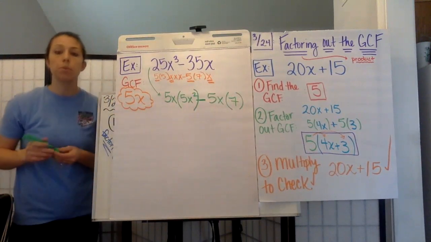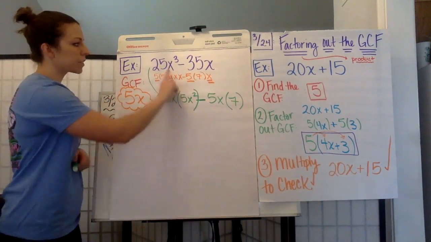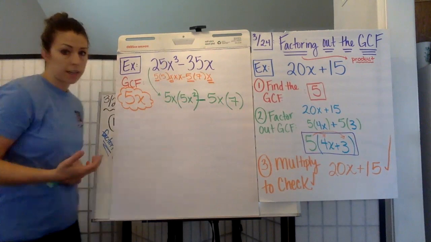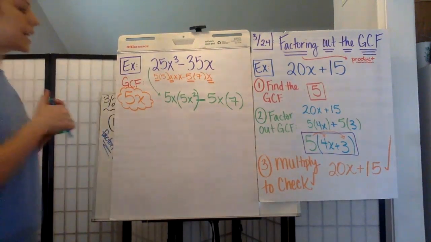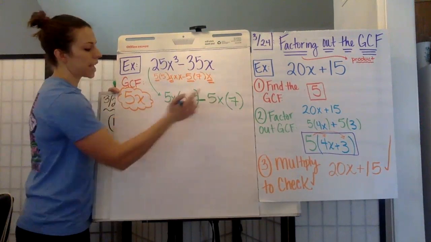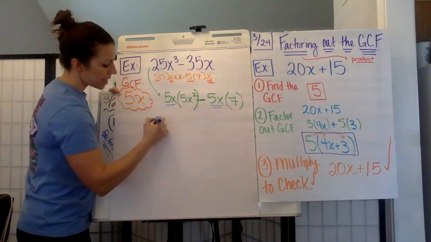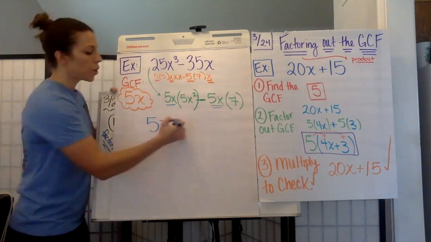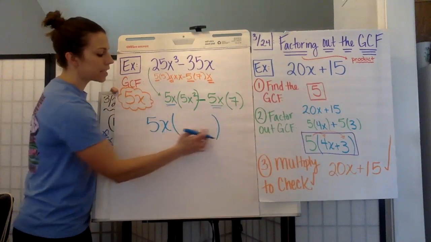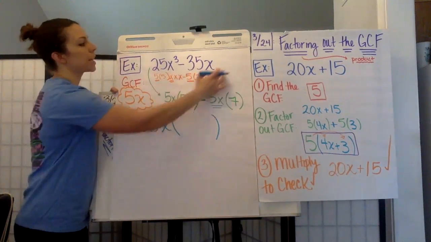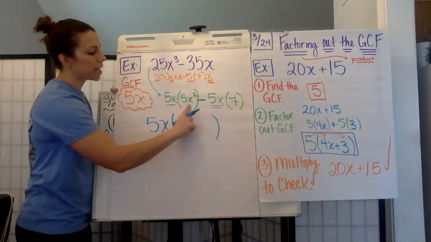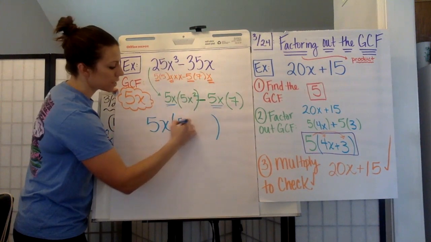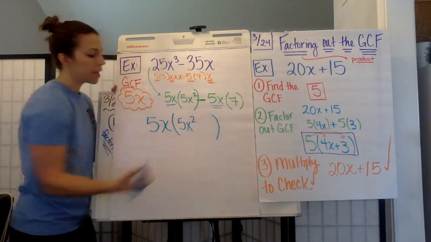Now, we factored both individual terms. We factored the first term, we factored the second term, but we haven't written this fully as a product yet. So our final step is to take out that GCF, that 5x, and that's going to be our first factor, 5x. What's left is the difference that, when I apply the distributive property, gives me my original expression. 5x times 5x squared gives me 25x cubed. So my first term in the group is 5x squared.